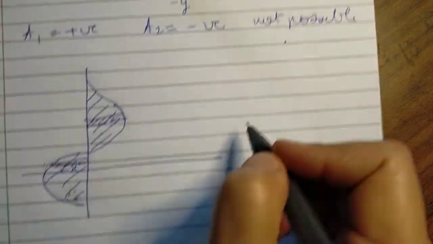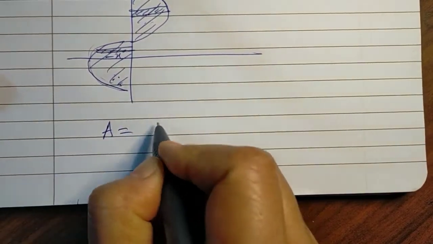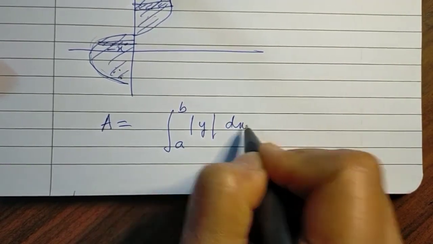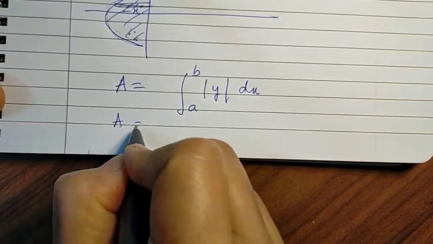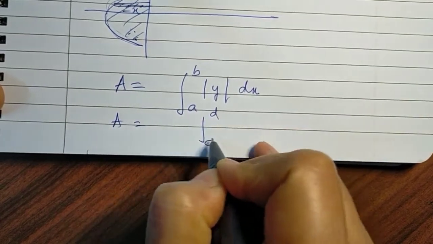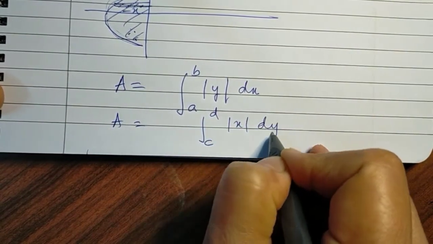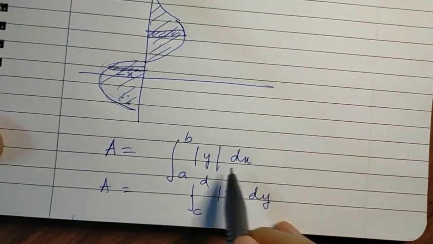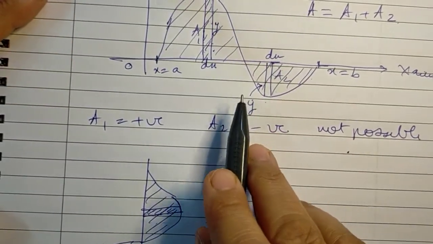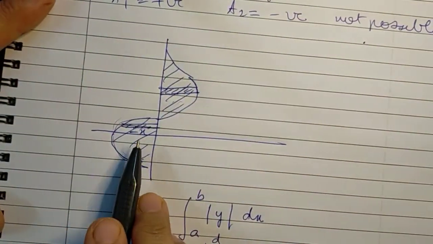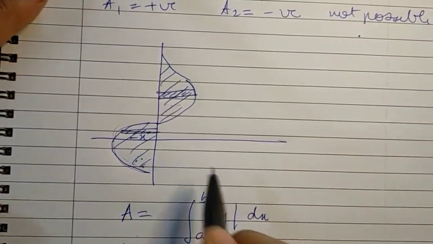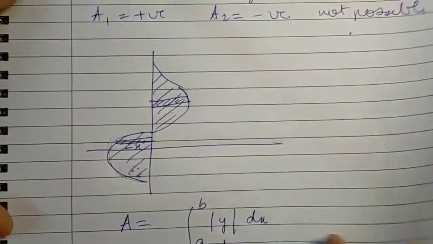To overcome this problem, what we do is we simply find area equal to the integral from a to b of modulus of y into dx. Similarly, if you are finding with respect to y, you can do from c to d modulus of x into dy, and this way we will be able to deal with the negative sign of the value taken up by y here and the value taken up by x here, and we'll actually get the magnitude of the area rather than with sign. So basically we always take the positive component of the area.